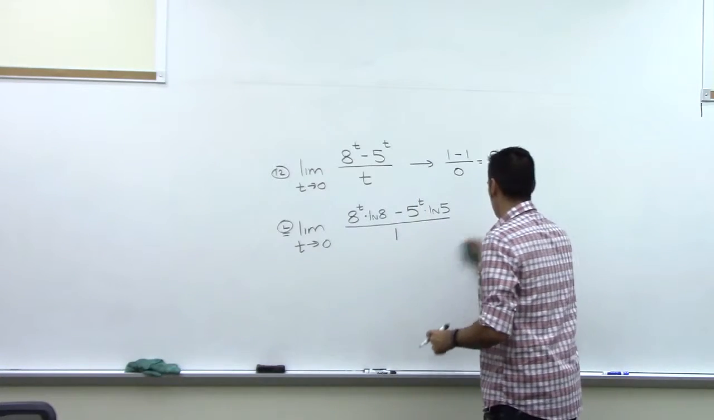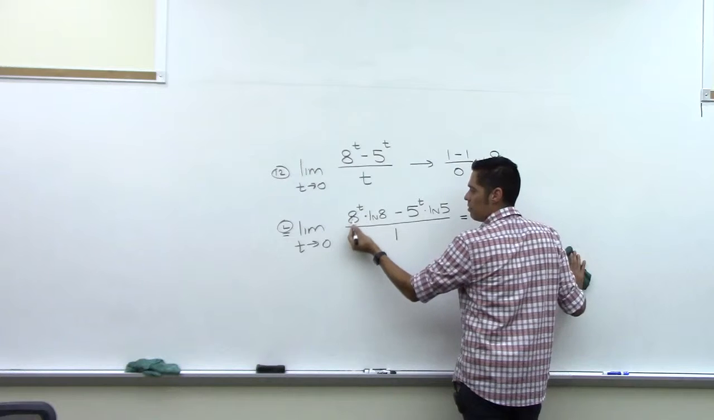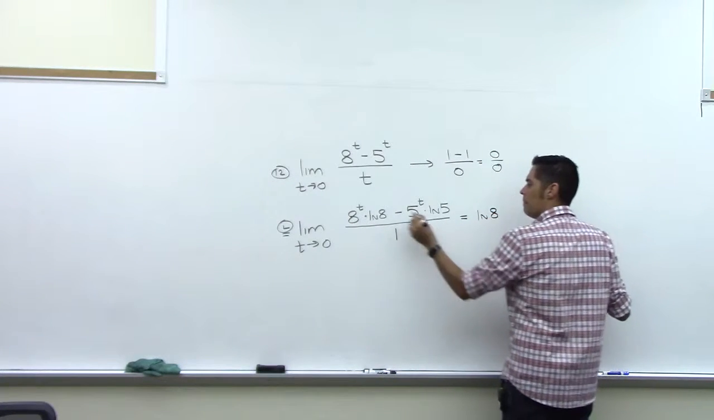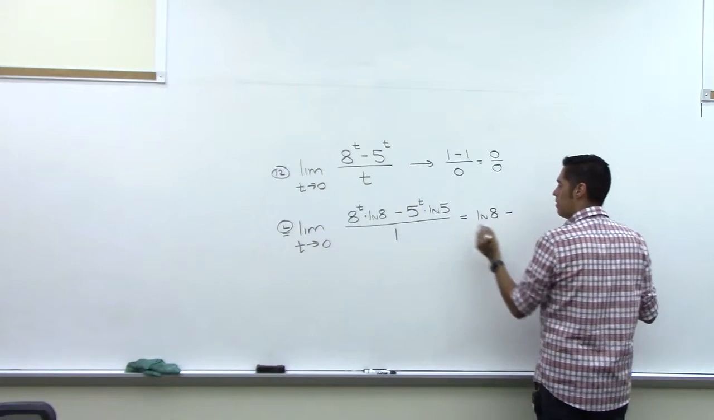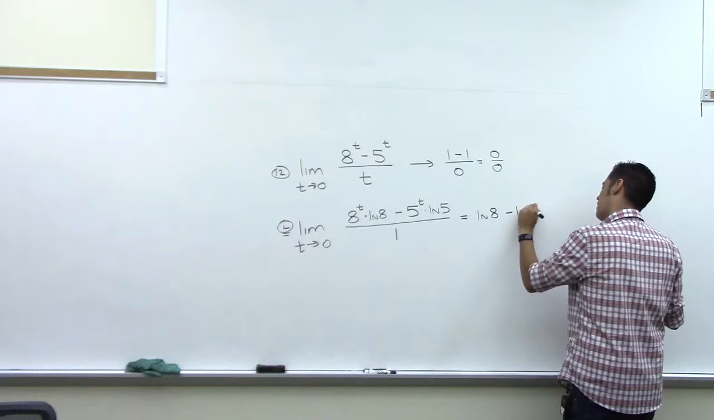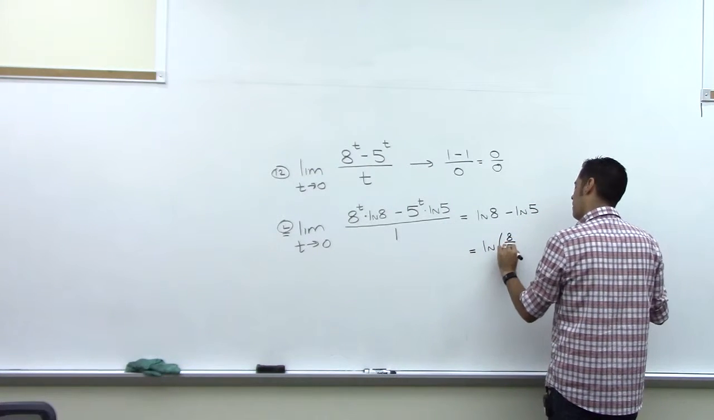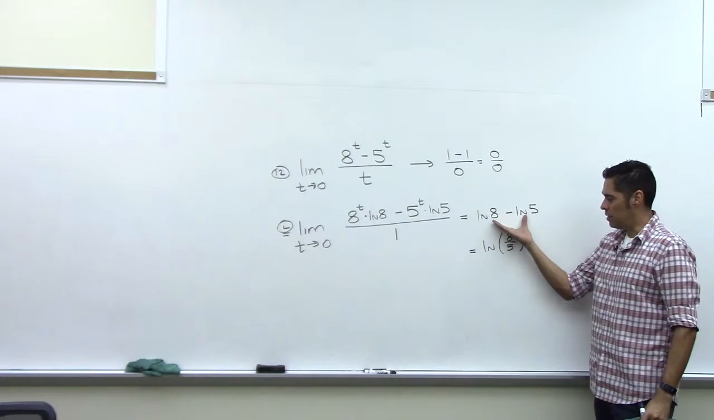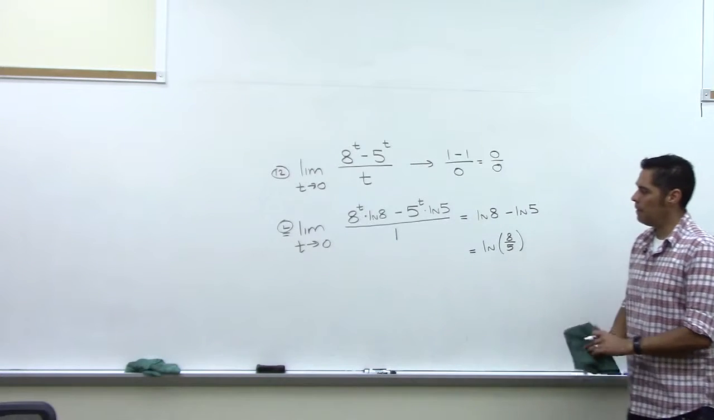And this should be good, because now if I let t go to 0, 8 to the 0 is 1 times natural log 8, minus 5 to the 0 is 1 times natural log 5, so I get natural log 8 minus natural log 5. And I'm sure the back of the book is going to have this written instead, because they're just going to use the property of logs. Subtraction between two logs becomes a single log with division. So they just condense it down, and we're done.